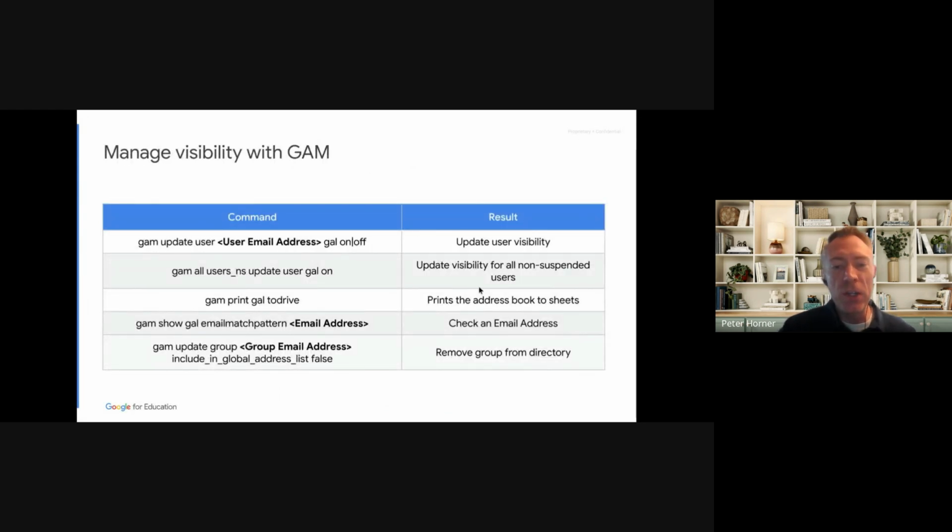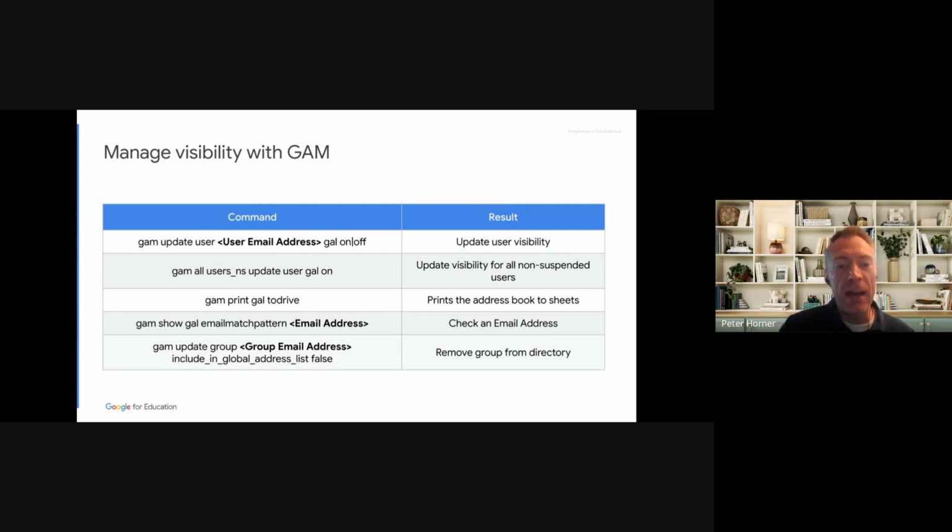So here are some useful GAM commands which you can use for controlling visibility. The first one here is to update a single user and turn the GAL, so the global address list, either on or off for that individual user. Of course, you could adapt that command to update an entire OU, or use a CSV file to update all users on a CSV there.